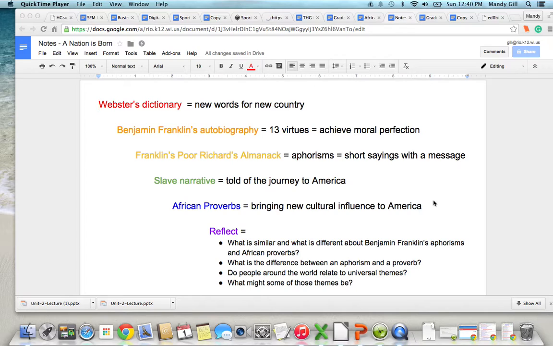He was witty, he was kind of a funny, quirky guy. He was also pretty full of wisdom. So I can already start to see that a proverb and an aphorism are going to have some similarity.